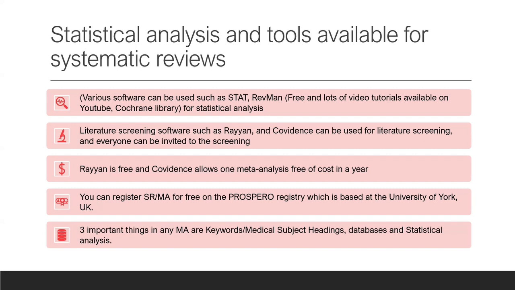Literature screening, you can do it through Rayyan, which is a literature screening software. It removes duplicates and everything automatically for you. It's free of cost. And the other one is Covidence. It's free of cost if you want to do 1 systematic review in a year. If you want to do more than that, you have to pay for it. You can register your systematic review if you're doing a Cochrane one. That's a bit more complicated. If it's not Cochrane, you can publish it on the PROSPERO registry. And the key things in a meta-analysis are keywords, MeSH headings, database, and statistical analysis.